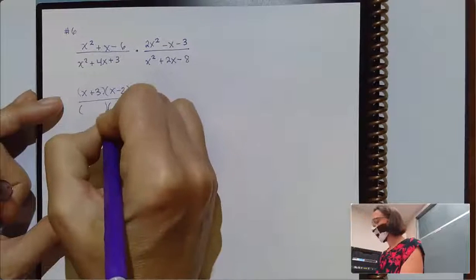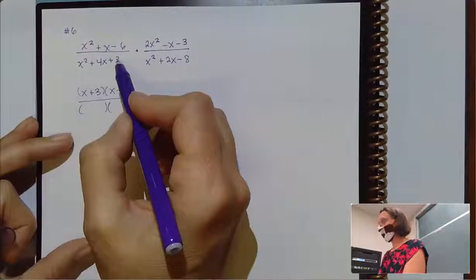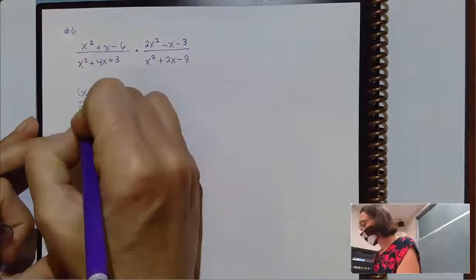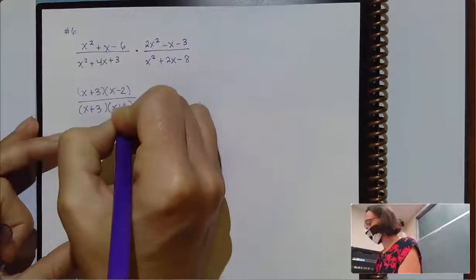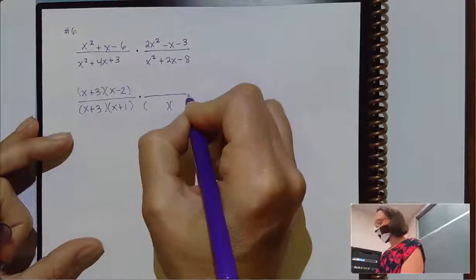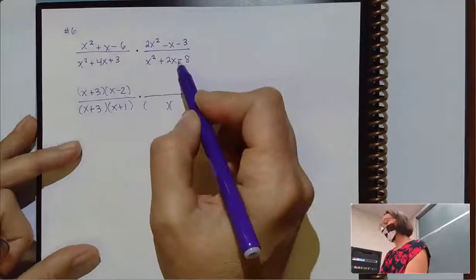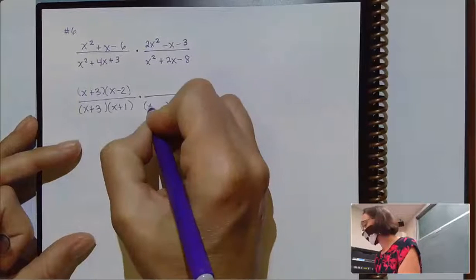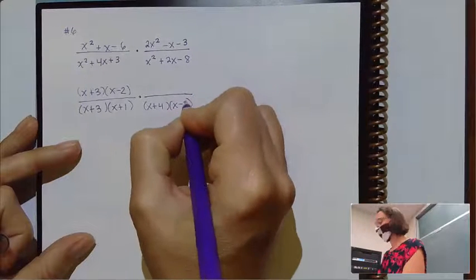On the bottom, I need 2 things that multiply to give me +3, add to give me +4. That's a +3 and a +1. On the bottom over here, I need 2 things that multiply to give me -8 and add up to +2. That's an x plus 4 and an x minus 2.